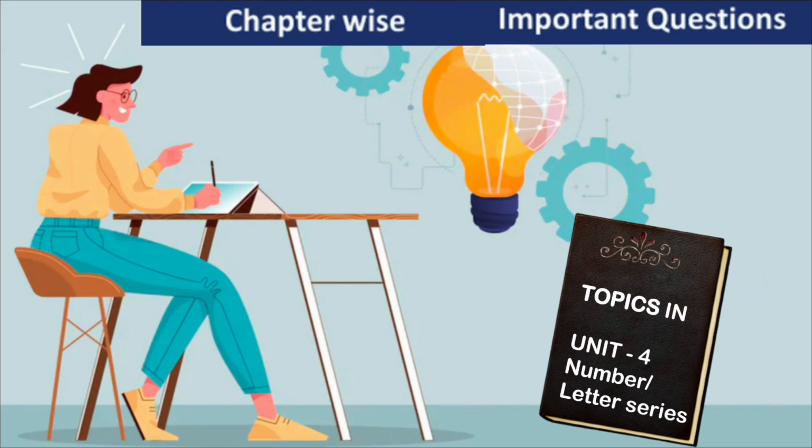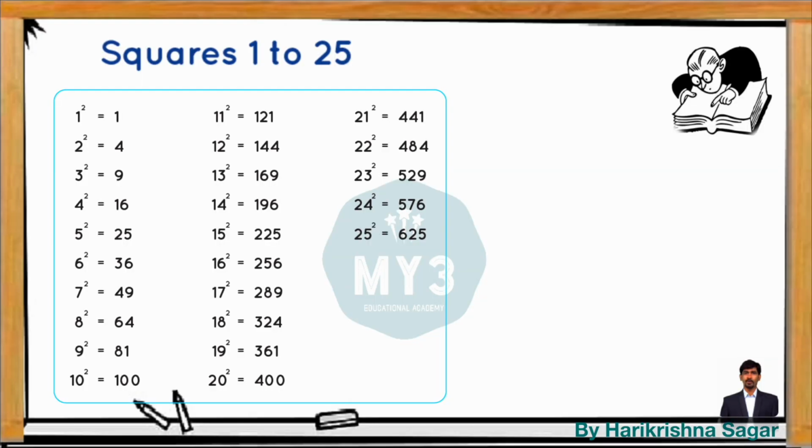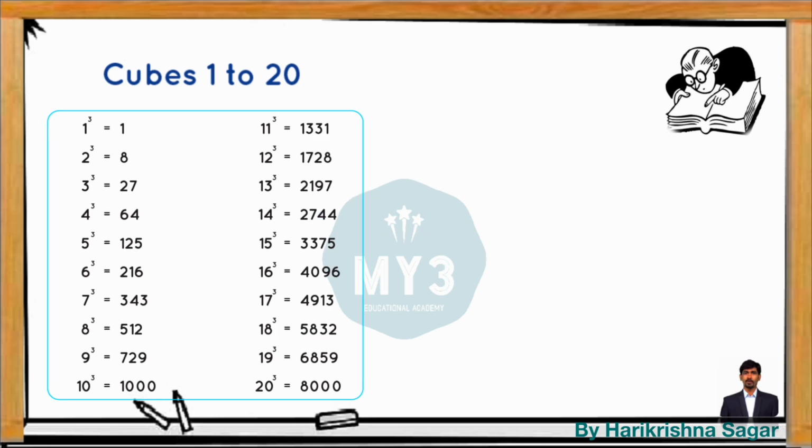Hello dear students, in this video we'll try to look at the important questions from number series and letter series. Basically in number series and letter series you will be having questions on finding the next term and finding the missing term. Before we jump into the chapter, the basic prerequisites are: remember 1 to 25 squares, and remember 1 to 20 cubes, at least 1 to 15 cubes. If you remember, you will feel very comfortable solving, and A to Z alphabets.